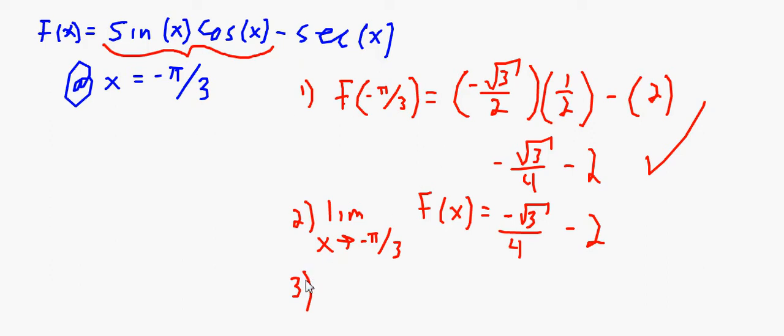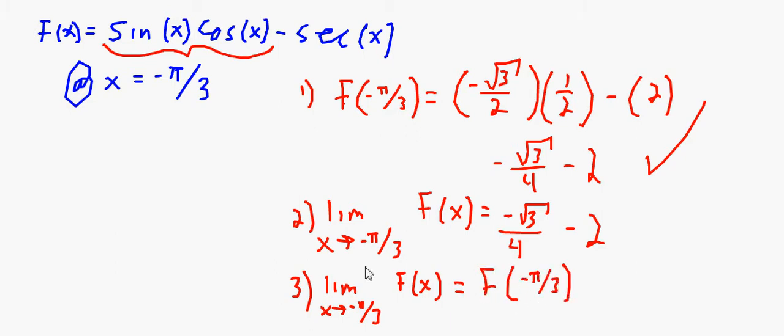Now, the limit and the function value equal each other here, and I really didn't do any magic. I just plugged in. The limit as x goes to negative pi over 3 of f of x equals exactly f of negative pi over 3. And that is really our definition of continuity. This is the big one. This one gets the star. That's what we need to happen.